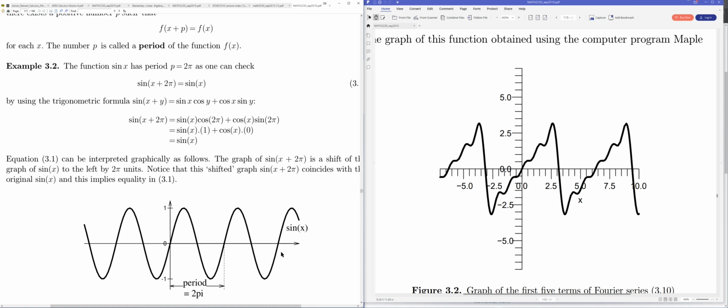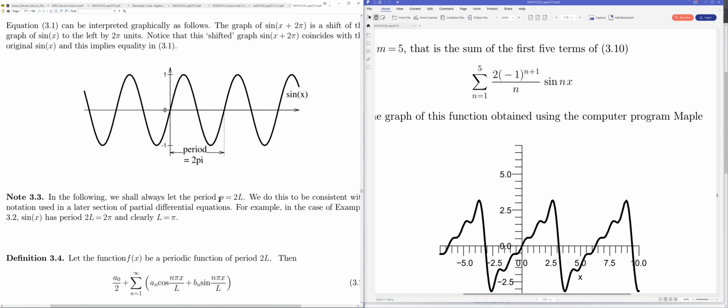In other words, if I take my graph of sine x and translate it by 2 pi to the left, the graph falls back on itself. So translating the graph of sine x by 2 pi to the left gives me the graph of sine x plus 2 pi, and from this diagram you see that you get the same graph. So graphically, the graph of sine x plus 2 pi is equal to the graph of sine x, because if you take the graph of sine x and translate it to the left by 2 pi, it just falls back on itself.